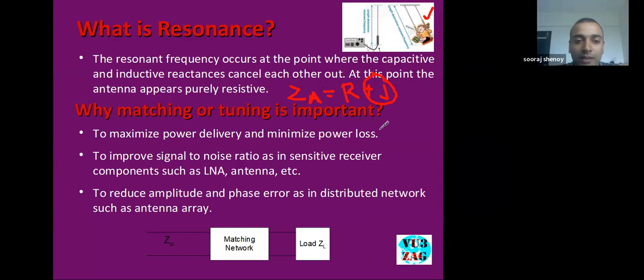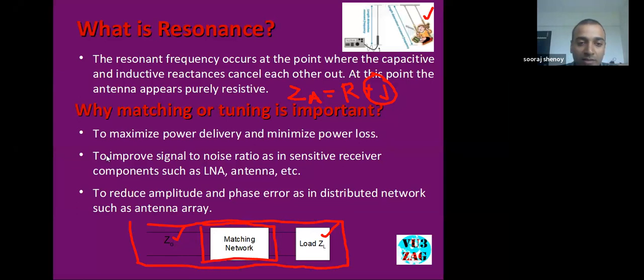So why is matching or tuning important? The diagram shown here is a simple network in which the source impedance is Z0. There is a matching network placed in between, and it is connected to a load, ZL. In our case, it will be an antenna. So why is this matching network required?